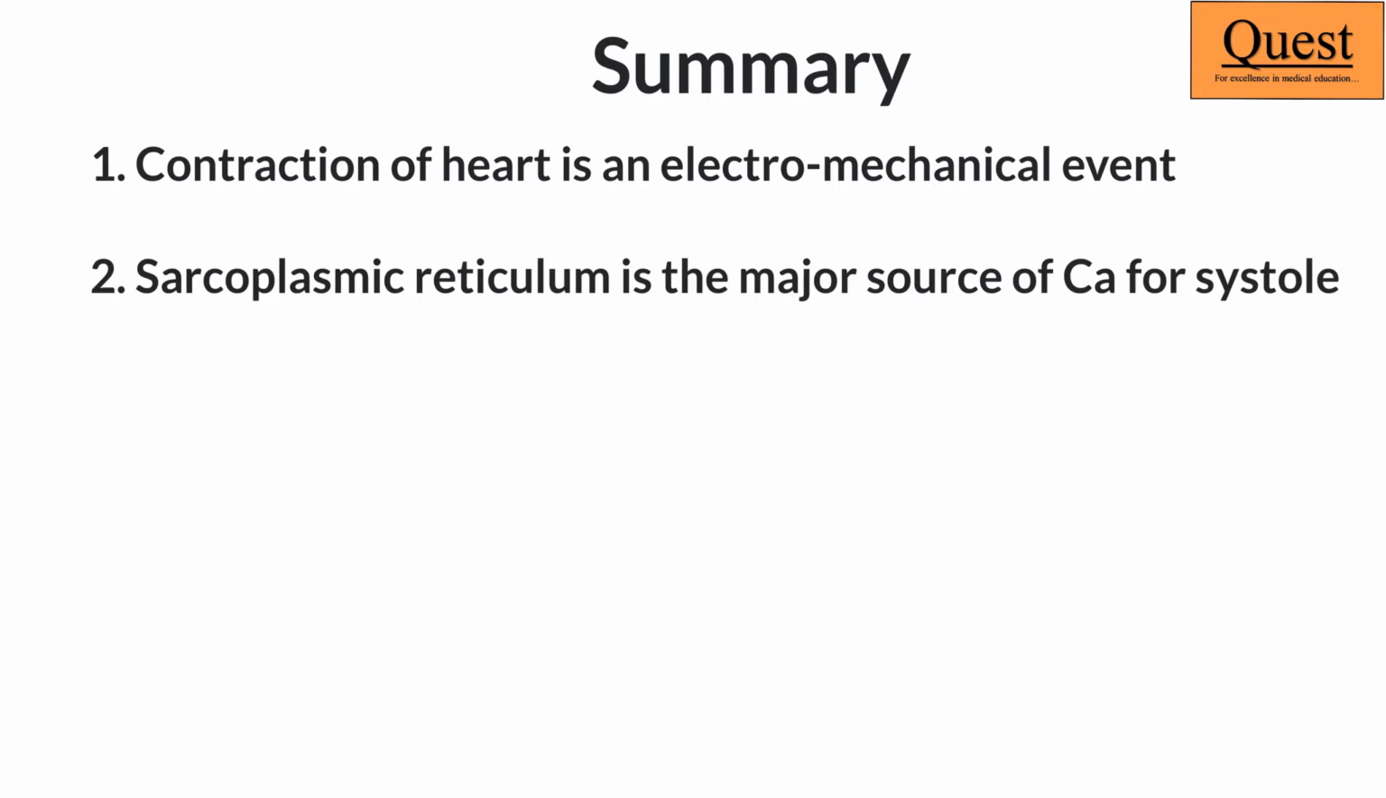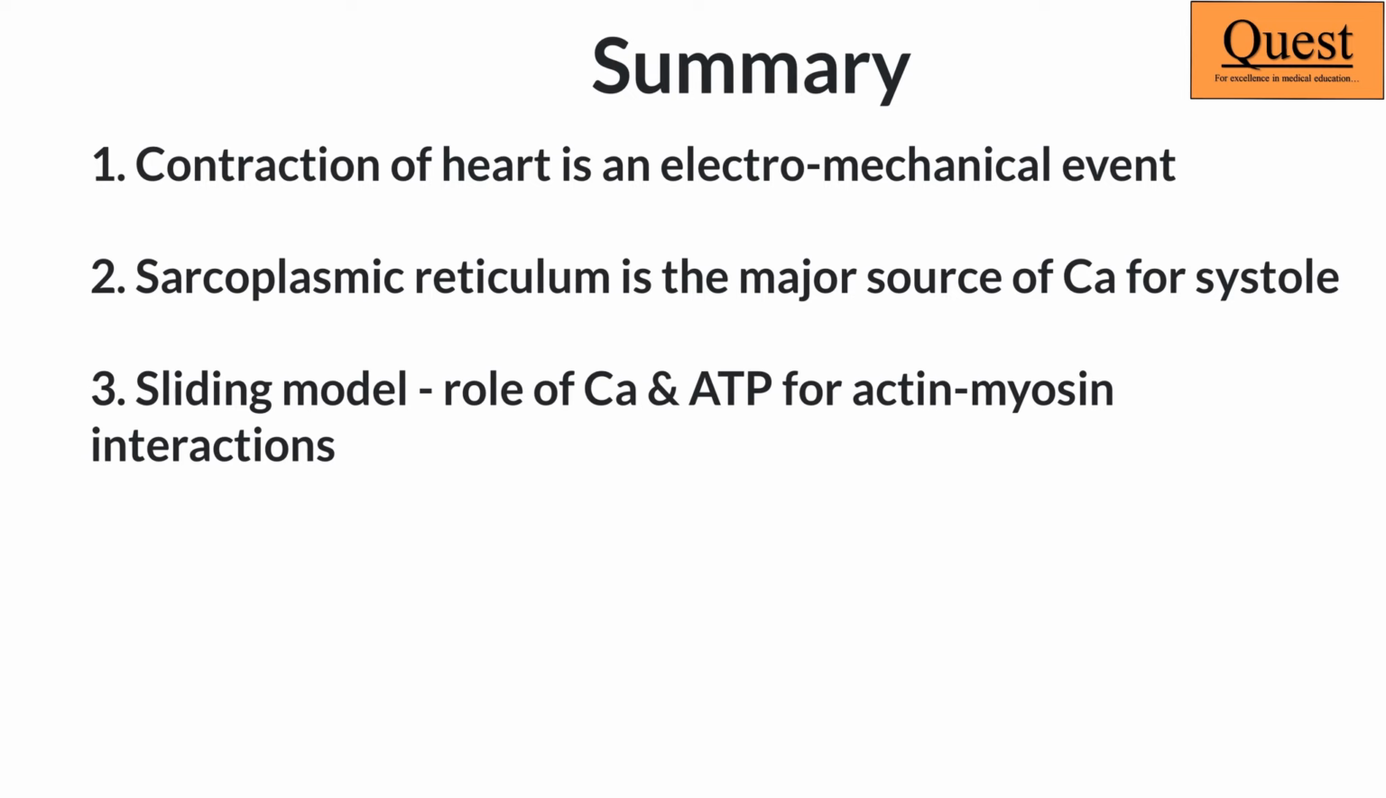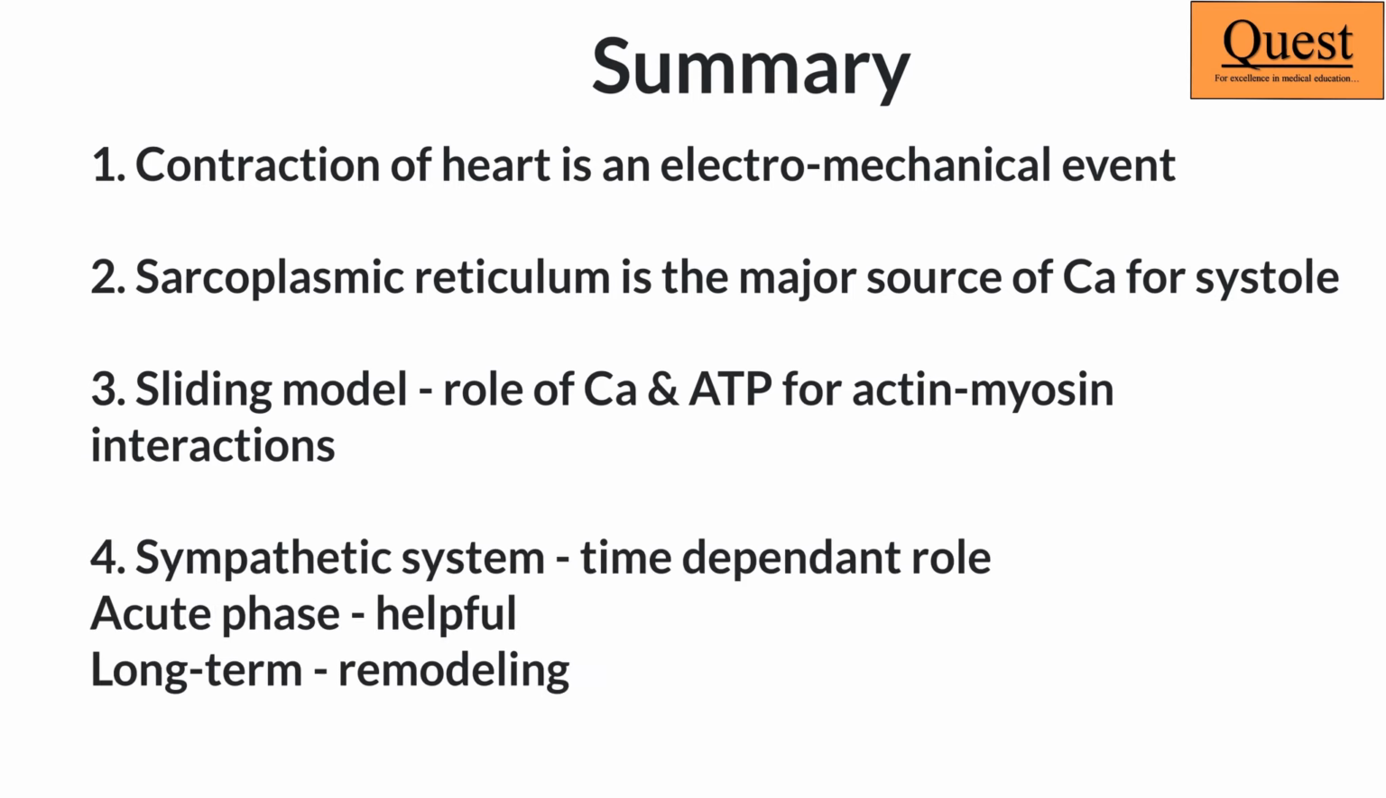Sarcoplasmic reticulum is the source of calcium for muscle contraction, and it is available via the calcium spark. This calcium is responsible for the actin-myosin interactions, and in the presence of ATP, heart will contract, and this is known as the sliding model of contraction. We have also seen how sympathetic system is responsible for enhancing the contractility via the ryanodine receptor and calcium release. This is helpful for a failing heart in acute stages, but it can worsen heart failure in long-standing cases, a process known as remodeling. Thank you.